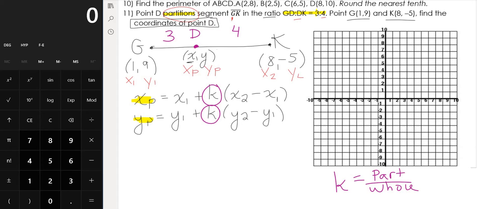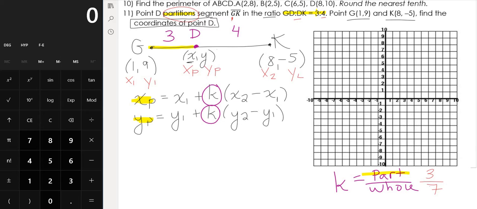Now take a look at your quick little visual. The part is the left part, so starting from G. So this left part, which is 3. So I'm going to put 3 over the whole thing. So from G to K, how many parts are there in total? Well, we have 3 plus 4, so there's 7. So it's going to be 3 over 7.